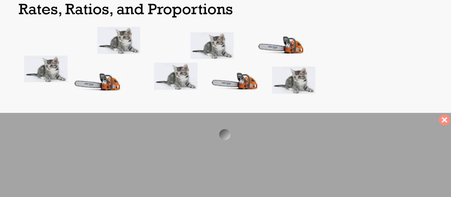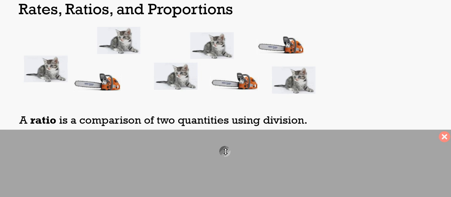So we've got some images here. We've got kittens and chainsaws, and we've got 5 kittens and 3 chainsaws. So what we can do with those images is we can form a ratio, which is a comparison of two quantities using division, right? And I think that's the one that most people hopefully will remember.